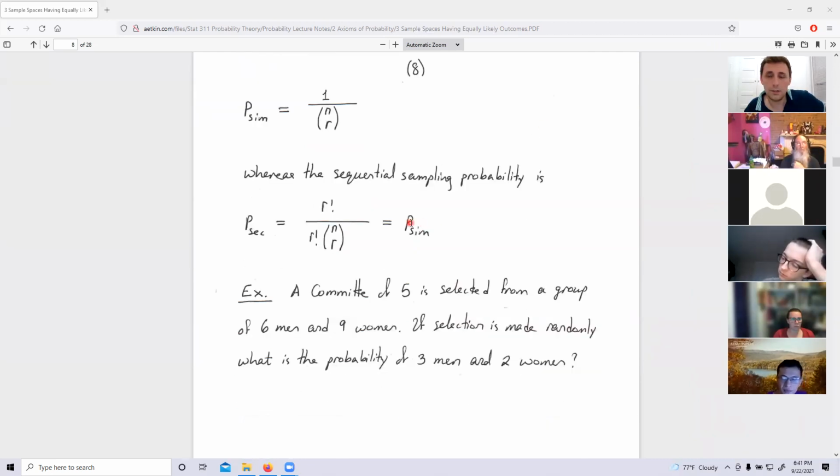Good. So P simultaneous is the same. Very good. Good.